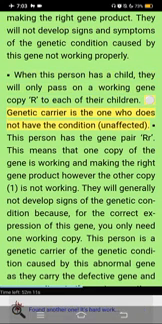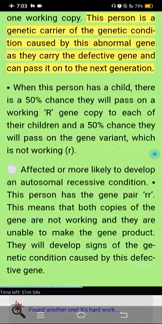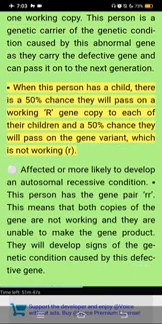White circle. A genetic carrier is one who does not have the condition, unaffected. Black small square. This person has a gene pair, Rr. This means that one copy of the gene is working and making the right gene product, however the other copy, r, is not working. They will generally not develop signs of the genetic condition because, for the correct expression of this gene, you only need one working copy. This person is a genetic carrier of the genetic condition caused by this abnormal gene as they carry the defective gene and can pass it on to the next generation.